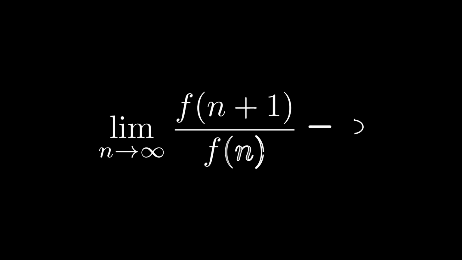Well, surprisingly, the n plus 1th Fibonacci number divided by the nth one approximates a golden ratio better and better as n increases. Or more formally, the limit of f of n plus 1 over f of n, as n goes to infinity, where f of n is the nth Fibonacci number, equals phi.